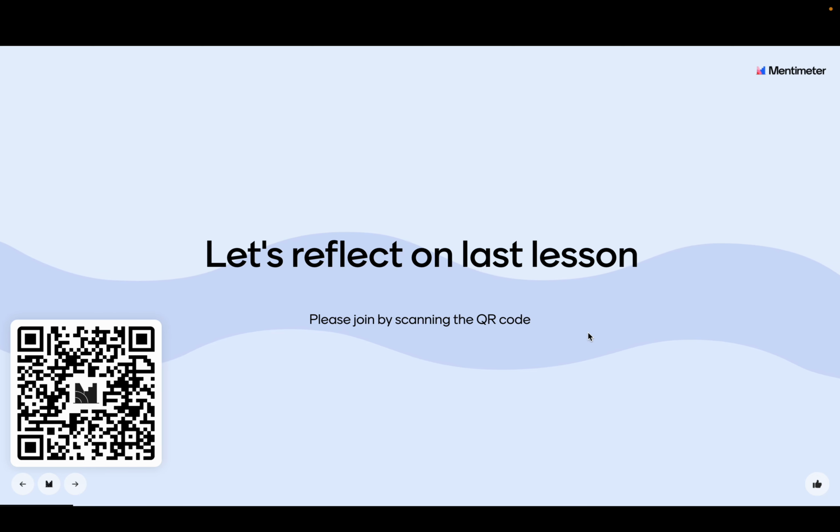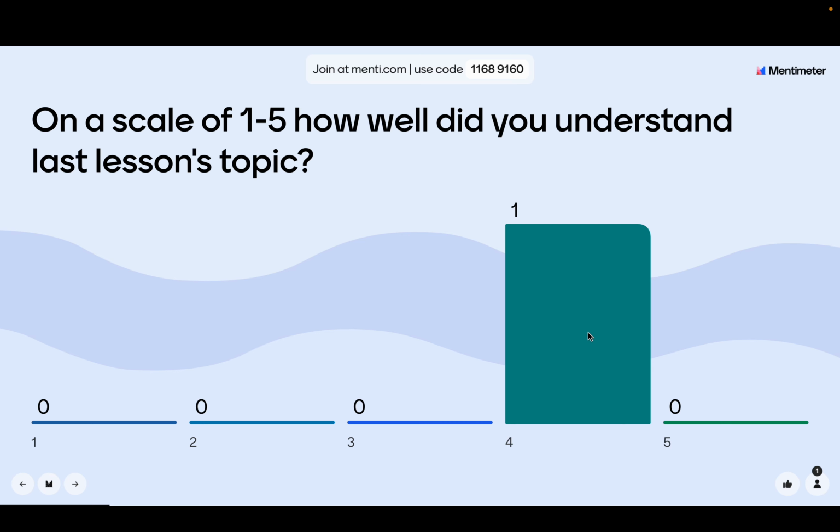Before starting, I will let the students join. They can join using the QR code. They can scan and join my presentation. It's a really important part because it's going to improve the engagement of the students, and the level of participation will be much higher.